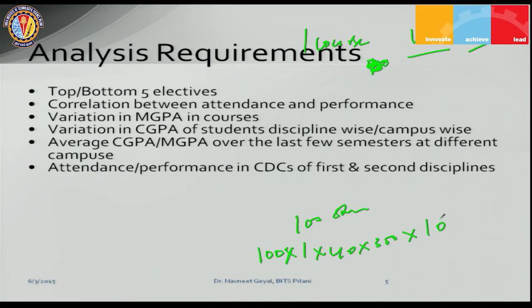Attendance and performance in CDCs and first and second year disciplines. CDCs are the core courses for a particular discipline. So we want to see attendance and performance in CDCs of first and second disciplines. Why are we calling this? Because in BITS we have a concept of dual degree. Anybody who is admitted in science can opt for an additional degree in engineering, provided he is ready to spend another year with BITS. That is what comes under the concept of dual degree.